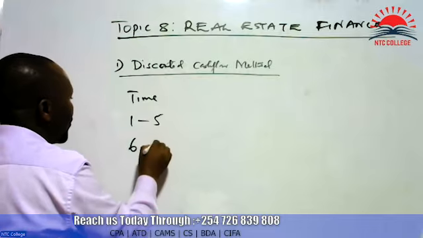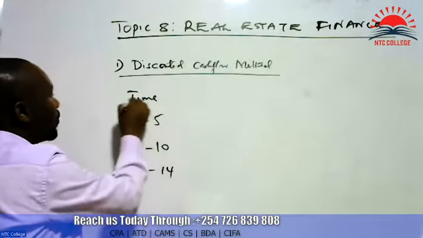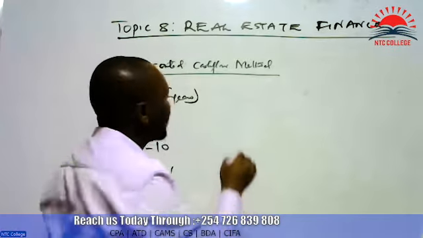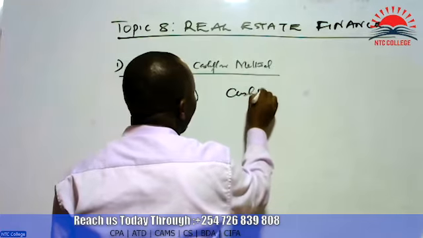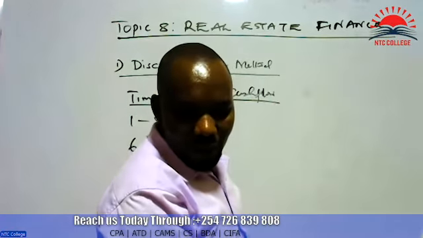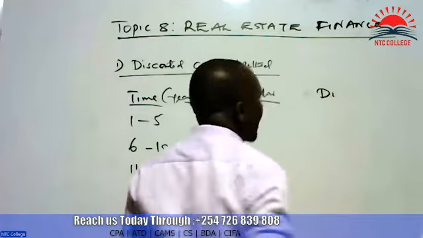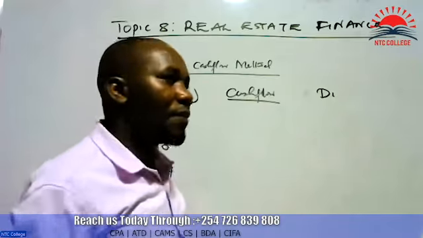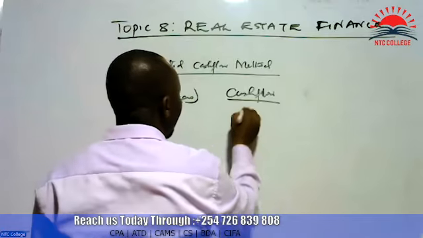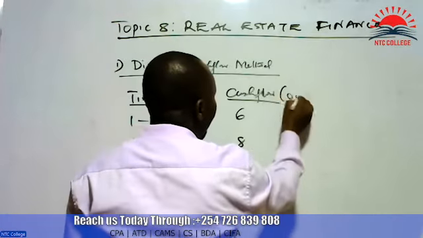We have period, and the period is in years. And then we have cash flow, then discounting factor. Assuming that the examiner has given you something like this, you are told that we have here 6, here 8, here 10, and they are in millions.